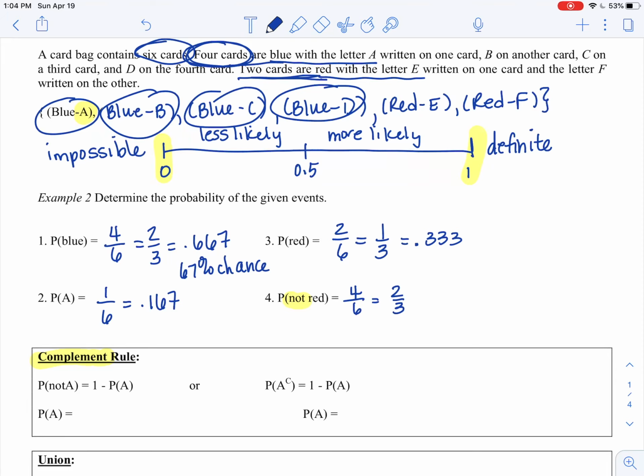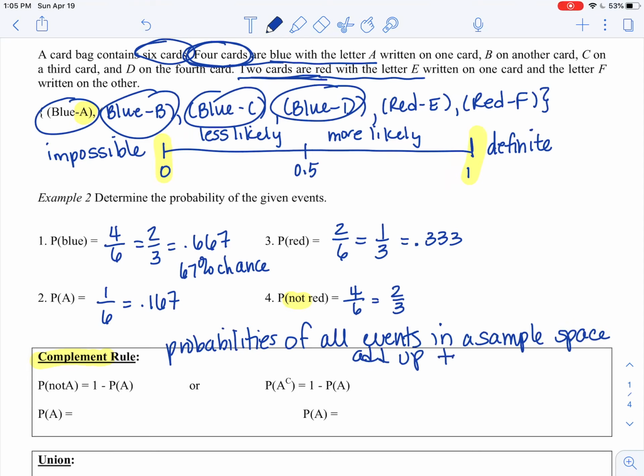Okay, the reason why I have this complement rule is that the probabilities of all events in a sample space add up to 1. Okay, add up to definite.